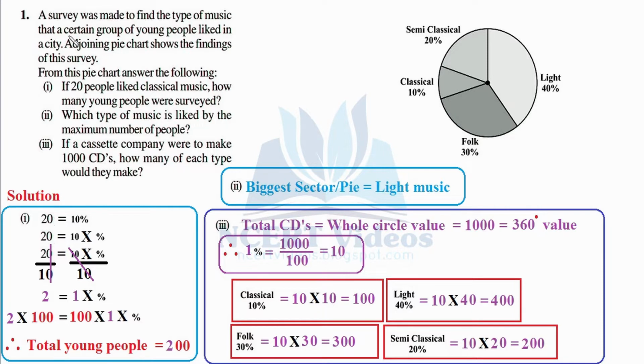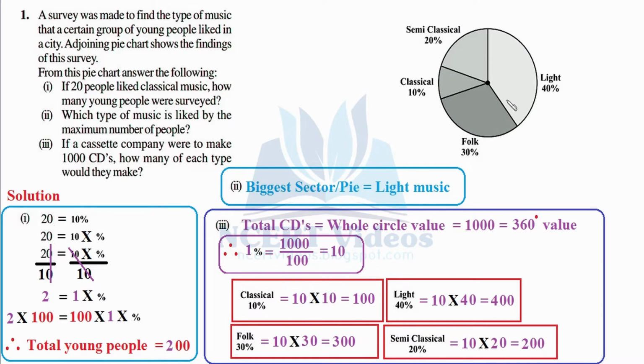So here we are on the chapter Data Handling, and we are solving exercise 5.2 of chapter 5, mathematics class 8th. We have a pie chart representation of a survey conducted among young people who have different types of tastes in music, namely semi-classical, classical, folk, and light, and their percentage of liking different tastes of music has been depicted on this pie chart.